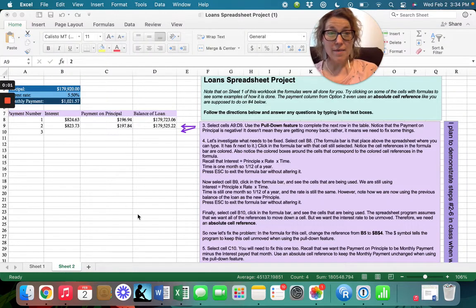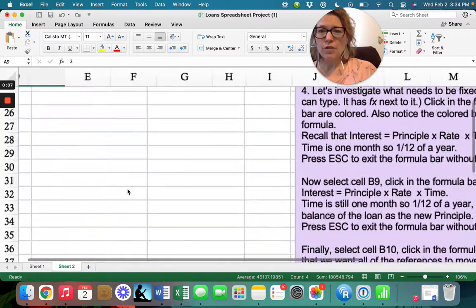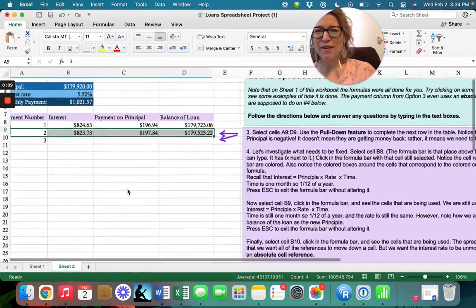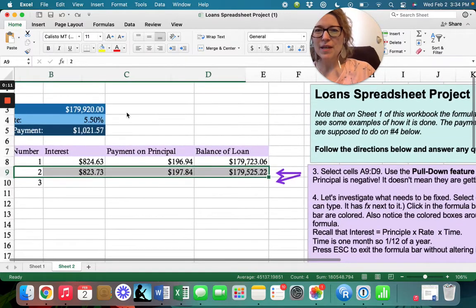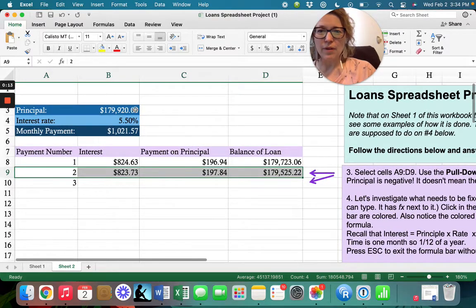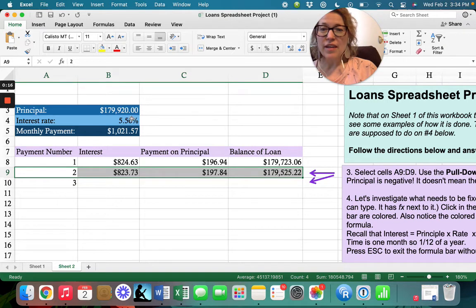When you make payments on a home loan, you have your original loan amount, which for this example is right here. There's your interest rate, and then there's the monthly payment that you're paying every month.